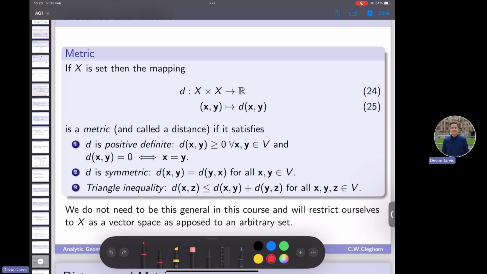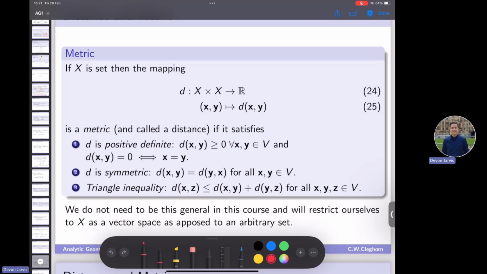That's the first property. D must be symmetric, so whether I go X to Y or Y to X must give me the same distance. And then it must have a triangle inequality. So if I compute the distance of X and Y and the distance of Y and Z, then it must be greater than or equal to the distance of X and Z directly. Then we will have what is known as a metric. We do not need to be this general in this course and restrict ourselves to X as a vector space as opposed to an arbitrary set.